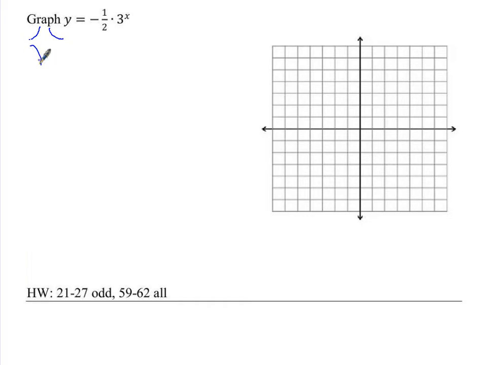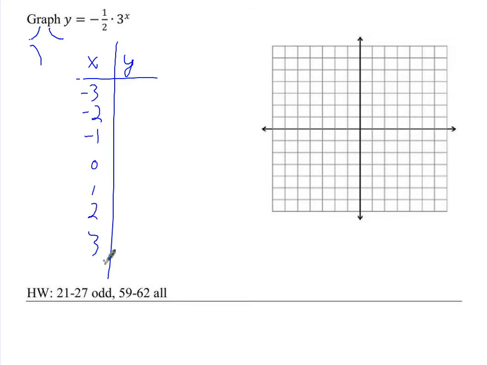So it's helpful to have that in mind before you dive into the problem, because if you start making mistakes and you're not seeing what you think you should see, then maybe it's because you're doing something wrong. So again, we need to set up a table, and we're going to pick some easy numbers here. Negative 3, negative 2, negative 1, 0, 1, 2, 3. Okay, maybe that works.